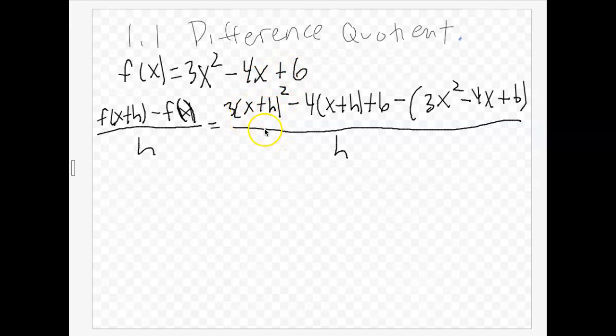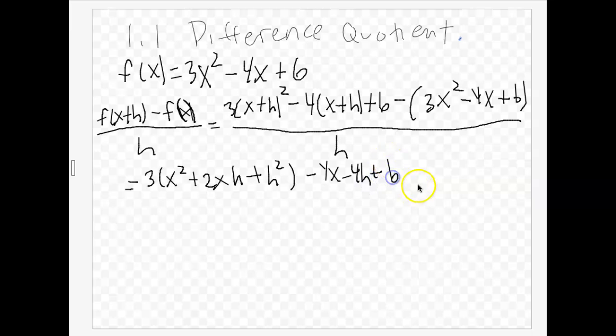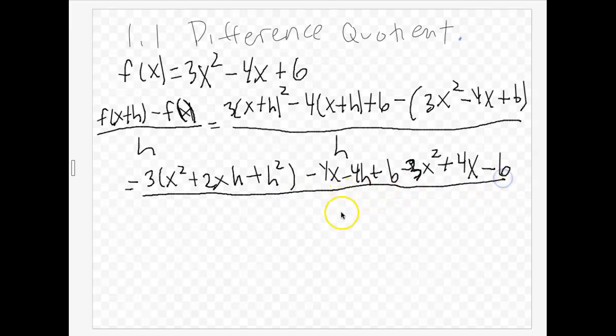Now what we want to do is multiply this out: distribute the 3, distribute the negative 4, and distribute the negative 1 over here, and see what cancels. So we'll have 3 times x squared plus 2xh plus h squared, minus 4x minus 4h plus 6, minus 3x squared plus 4x minus 6, all over h.